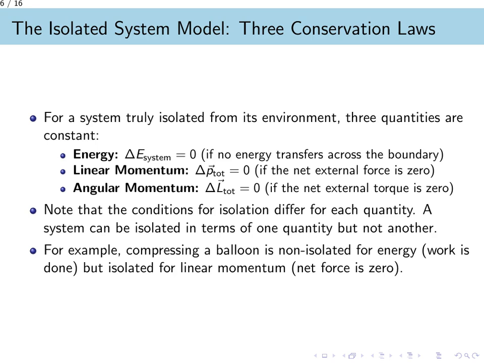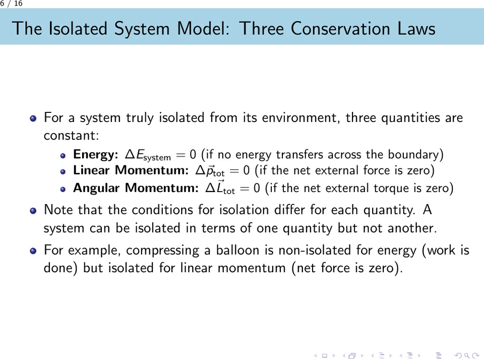Second, for linear momentum to be conserved, the net external force on the system must be zero. Finally, for angular momentum to be conserved, the net external torque on the system must be zero. The key insight is that a system can satisfy one of these conditions, but not another.